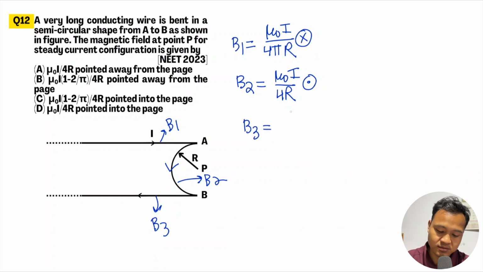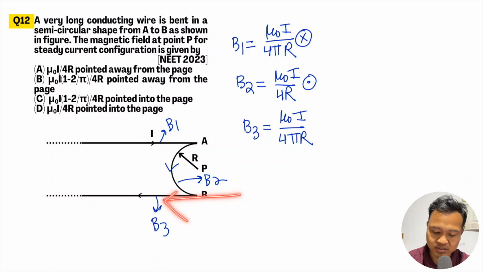B3. B3 is mu naught into I divided by 4 pi R. Here DL is along the current, and R is from the wire to the given point. So you take your right hand, you curl it along like this. It will be inwards.